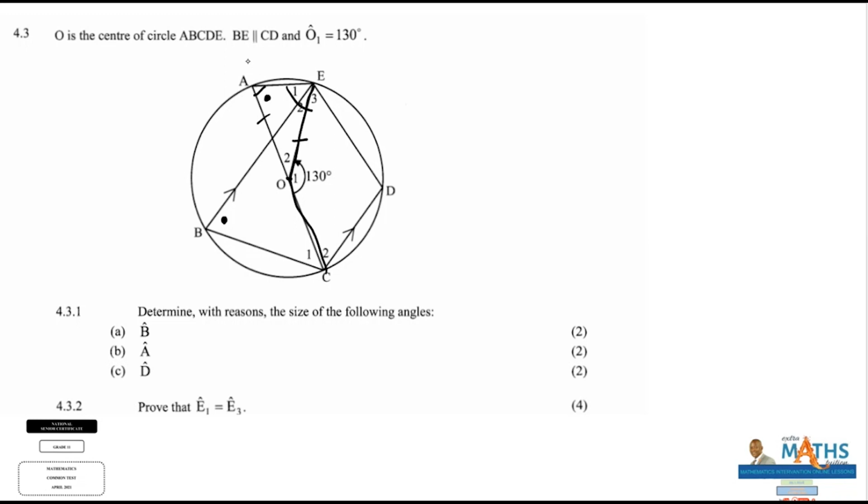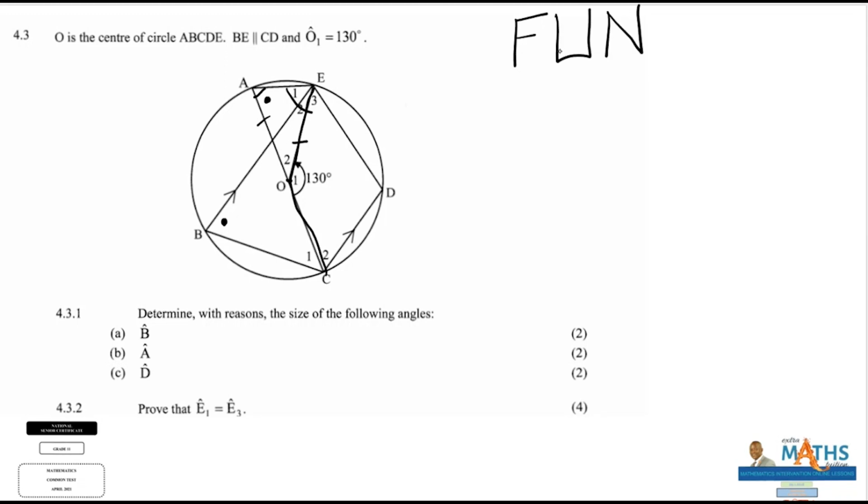Now, BE is parallel to CD. Wait a minute. If BE is parallel to CD, you need to remind yourself of the 3 things under parallel lines, which is your F, right? Which is your F. What you know about F is that we have corresponding angles, co-interior angles, and alternate angles. Take note of that. Now, angle O1 is equal to 130 degrees.